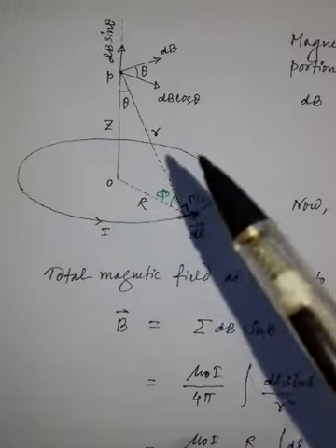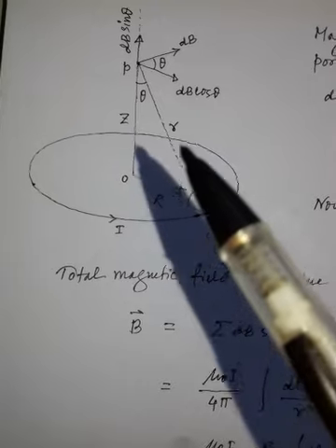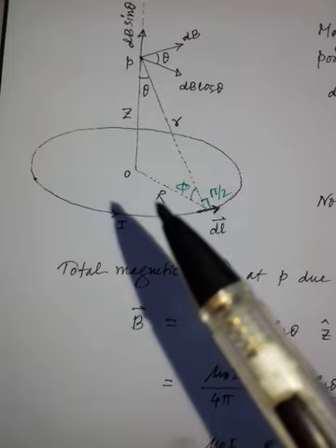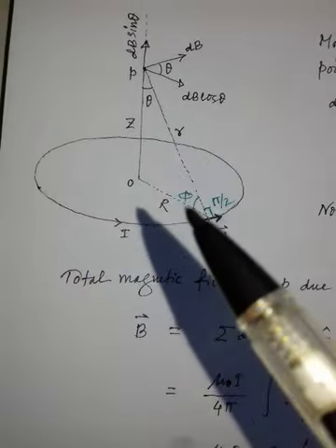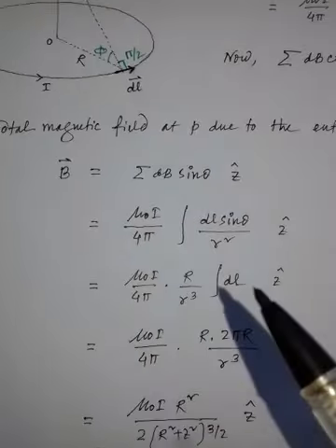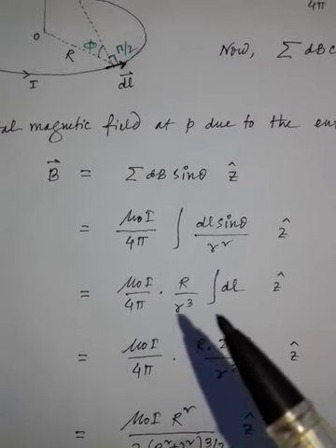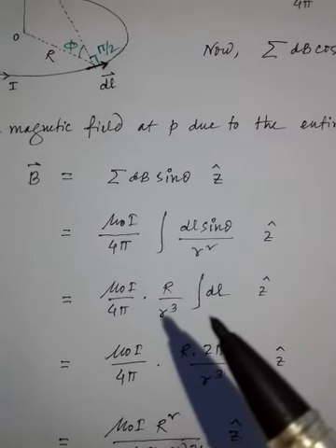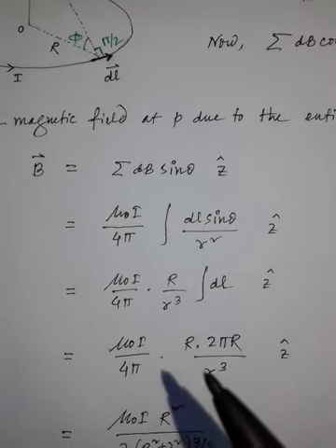But look at the figure. For all the points on this circular loop, the values of small r and capital R are the same. That is, small r and capital R are constant on this circular loop. So we can take them outside the integral. Finally, the integration turns to a function of only one variable, dl, and integration over dl gives 2 pi r.